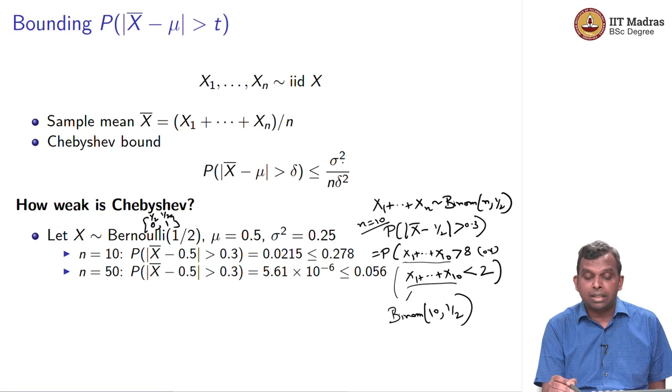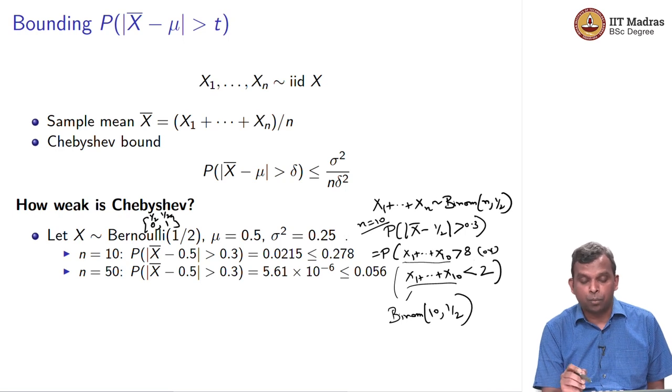And you can also plug in the Chebyshev inequality, right: sigma square is 0.25, delta square will become 0.3 squared, n is 10, and look at the number you get, 0.278. It's an order of magnitude off. The actual probability is 0.0215 and the upper bound is 0.278.